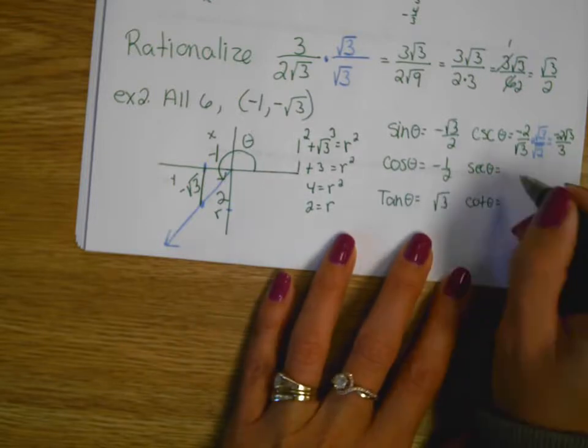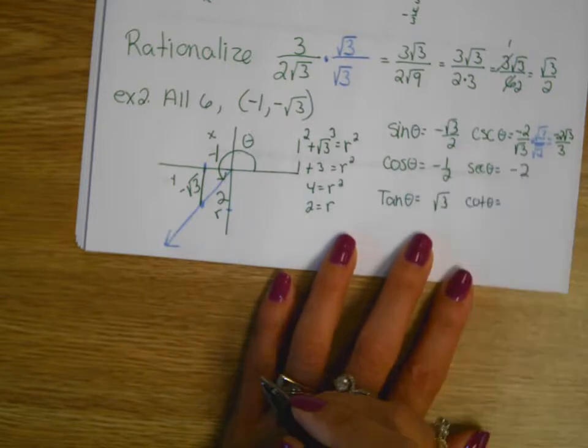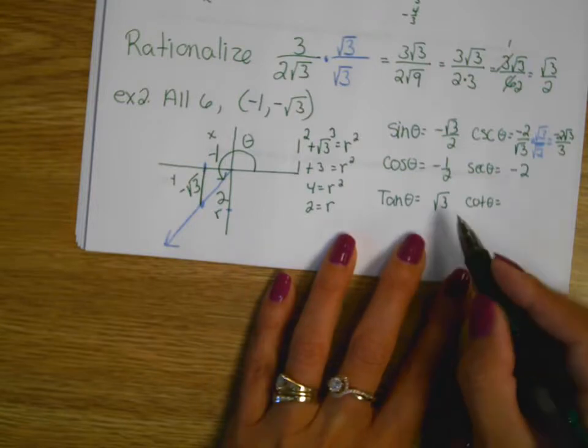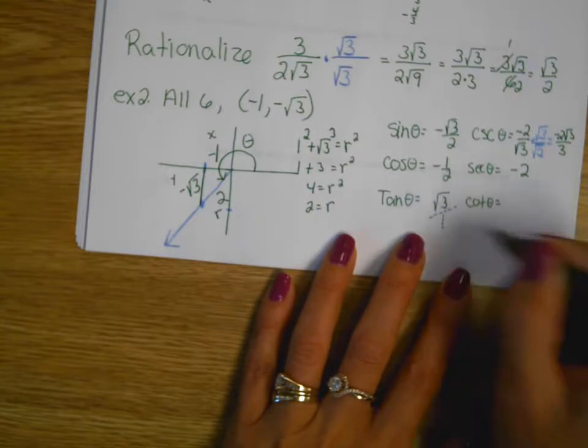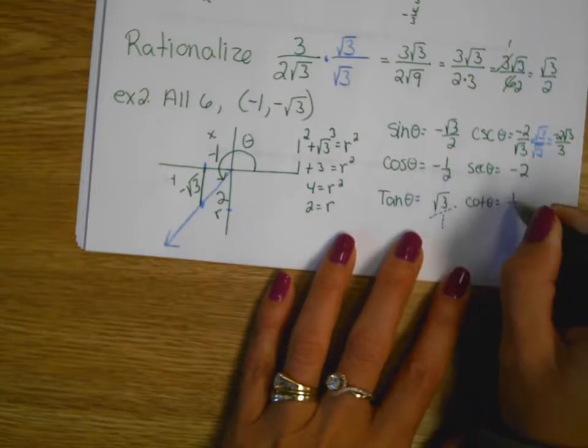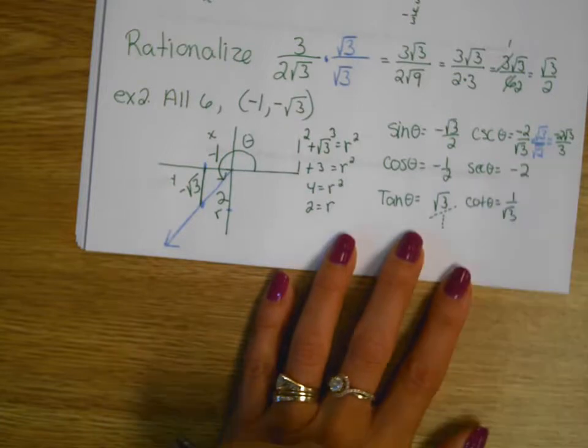Okay, flipping over negative 1/2, just negative 2. Now I've got to go back and see the 1 underneath here so that I can flip it over. This becomes 1 over square root of 3, which needs to be rationalized again.